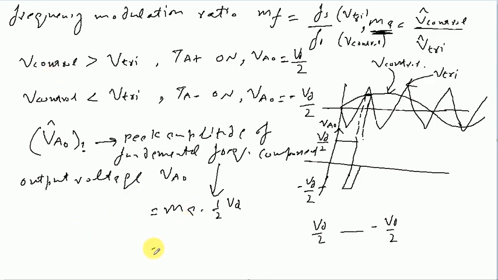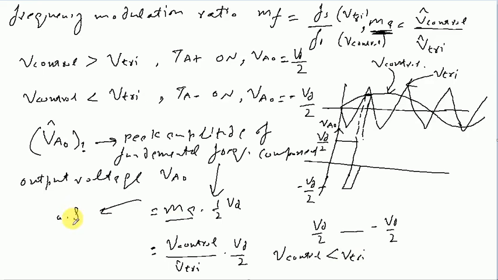Or if we substitute the exact equation for M_A, we can write it as the ratio times Vd/2, but in this case we need the condition that V control is less than V triangular. As I had mentioned, in the graph that we have drawn we have chosen M_A equal to 0.8, because if it is greater then we have a slightly different scenario.